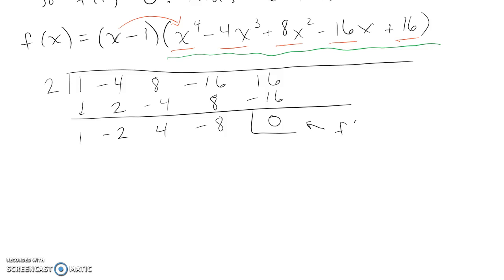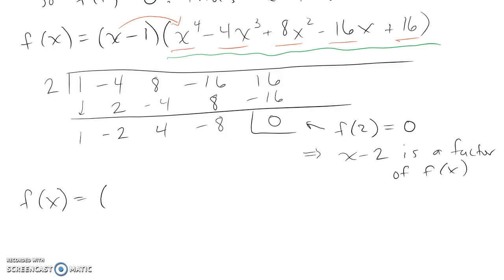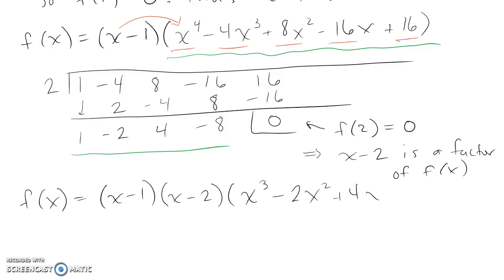So this tells me that f of 2 equals 0, which then means that x minus 2 is a factor of f of x. All right, so what do we have so far? Earlier we found that x minus 1 was a factor. Now we know that x minus 2 is a factor. And our leftover polynomial is again what I've underlined here in green. These are the coefficients, I should say. And we're going to go down by 1 degree again. So now we're down at x cubed: 1x cubed minus 2x squared plus 4x minus 8.